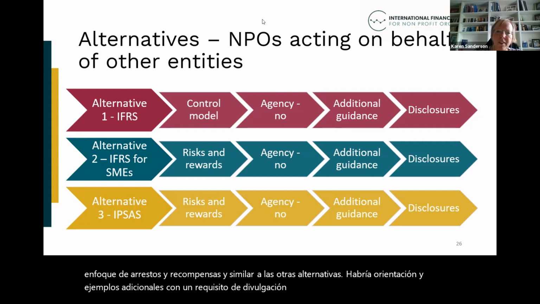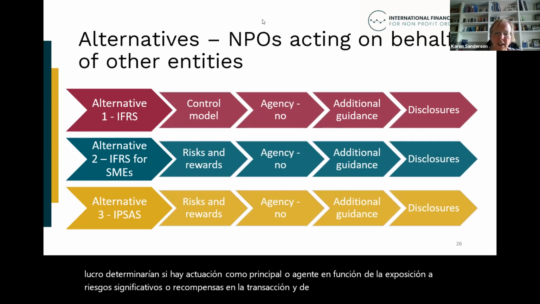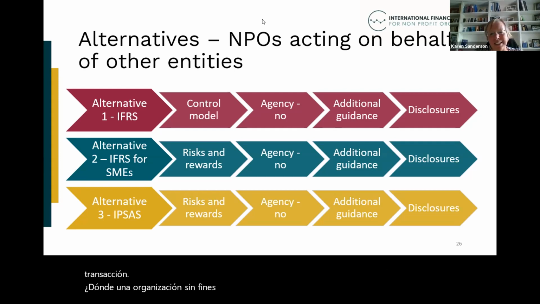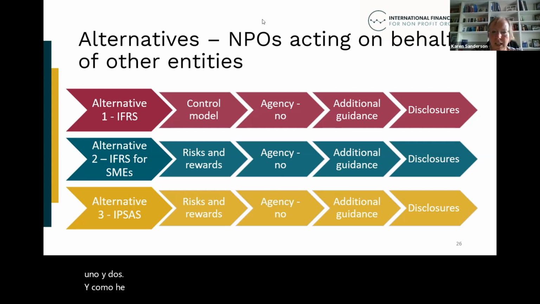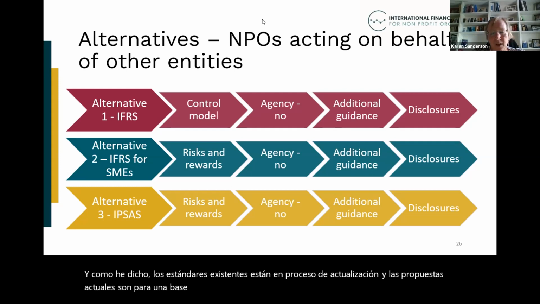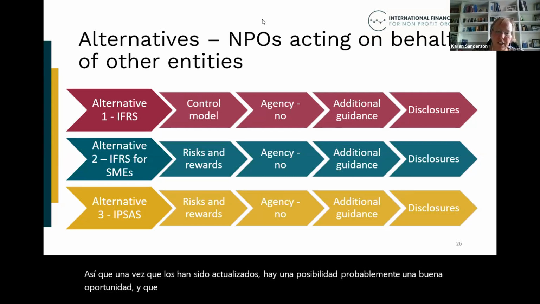Non-profit organisations would determine whether they're acting as principal or agent based on exposure to significant risks or rewards in a transaction. And just like the others, no transaction would be recorded where a non-profit organisation determines that it's acting as an agent in the relationship. And the proposals on additional guidance and the disclosures would be identical to those in alternatives 1 and 2. As I've said, the existing standards are in the process of being updated, and current proposals are for a controls basis consistent with IFRS 15. So once those have been updated, there is a chance, probably a good chance, that the Ipsos will deliver a similar outcome to alternative 1.